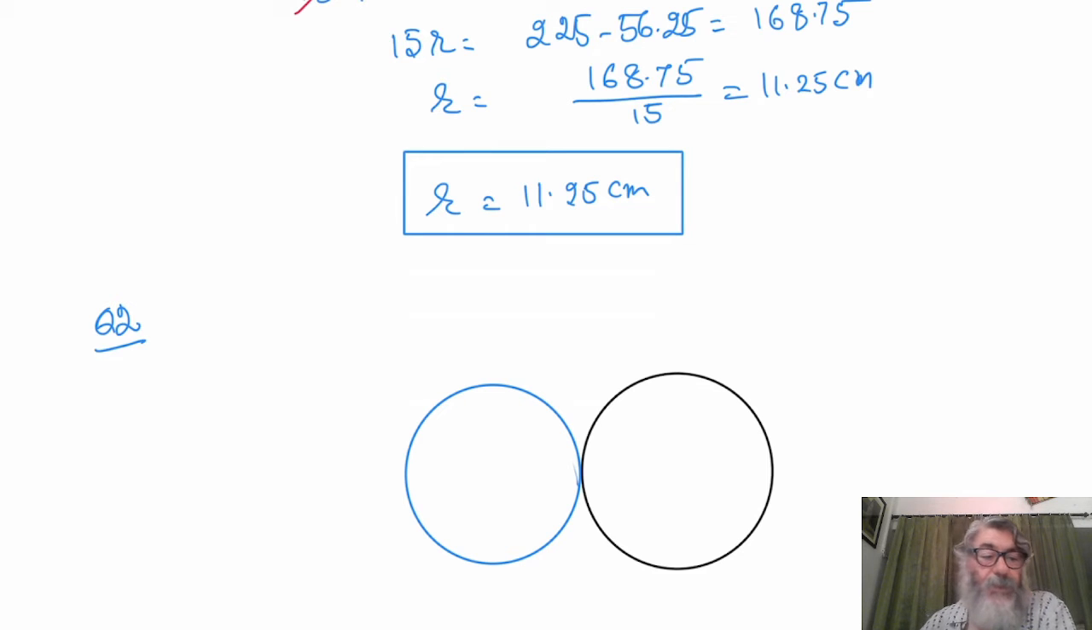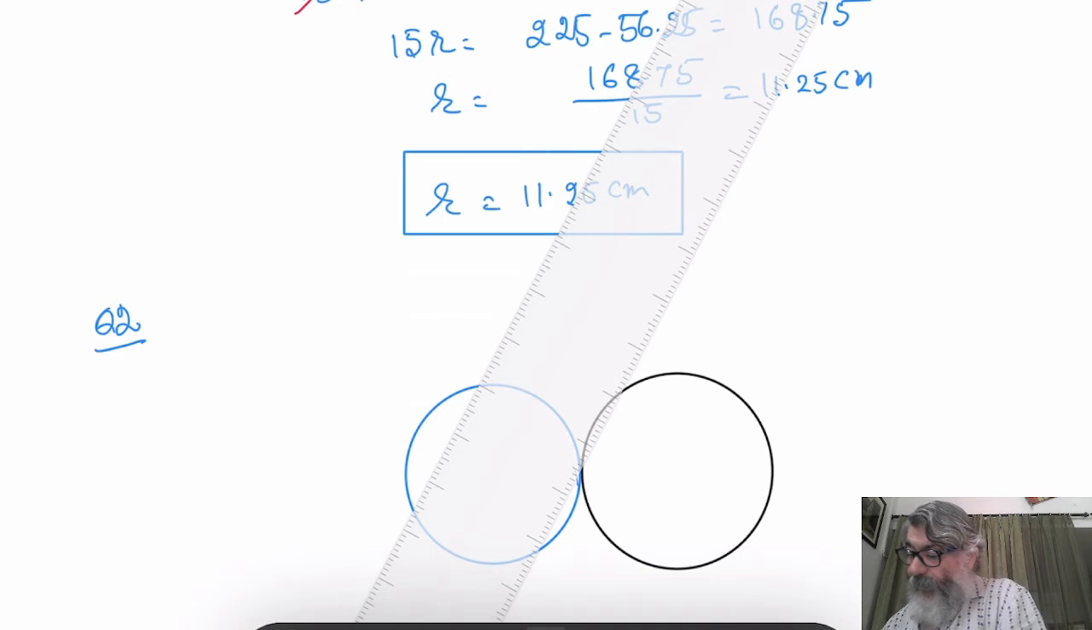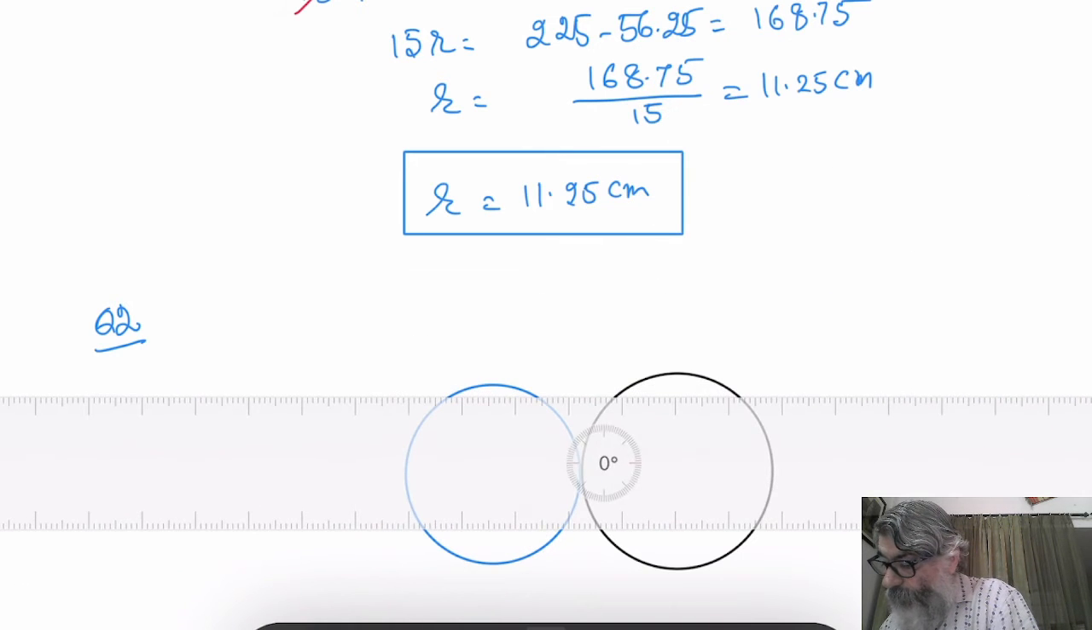Now these are the two circles which are touching each other at point P. Let me take out the scale and show you. What do I want to show you?